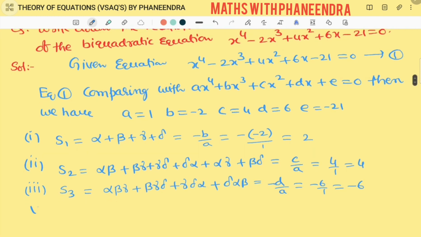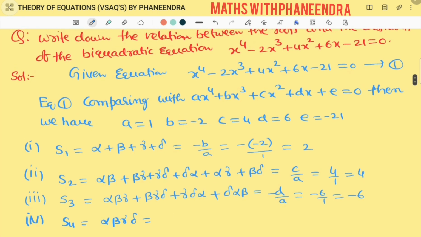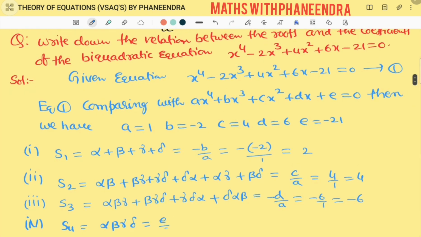So last one, product of the roots, S4 equal to alpha into beta into gamma into delta is equal to e by a. A value 1, no? So e value is minus 21 by a value 1, so minus 21. This is the way we can compute the values of S1, S2, S3, S4.